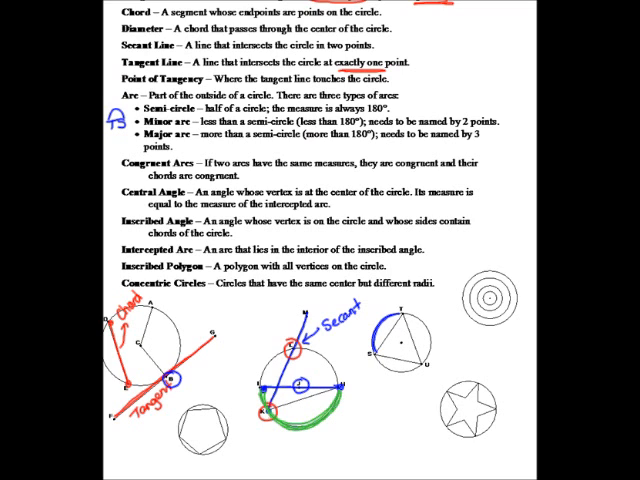Whereas a major arc is more than a semicircle, so it's bigger than 180 degrees. And you need to name a major arc using 3 points. So if I were to go around the circle in the other direction, I would have TUS.